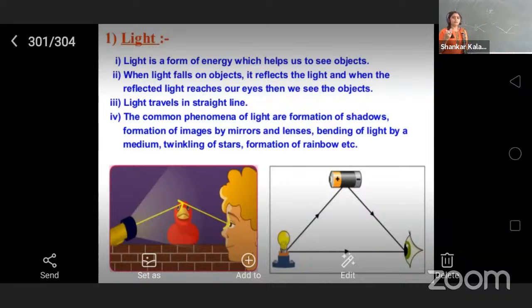You know the bulb? When you put on the bulb, it will glow and fill the room. Yes or no? You put on the bulb, no? So the bulb will glow in all directions. Everywhere in the room you get light, right? Yes or no?